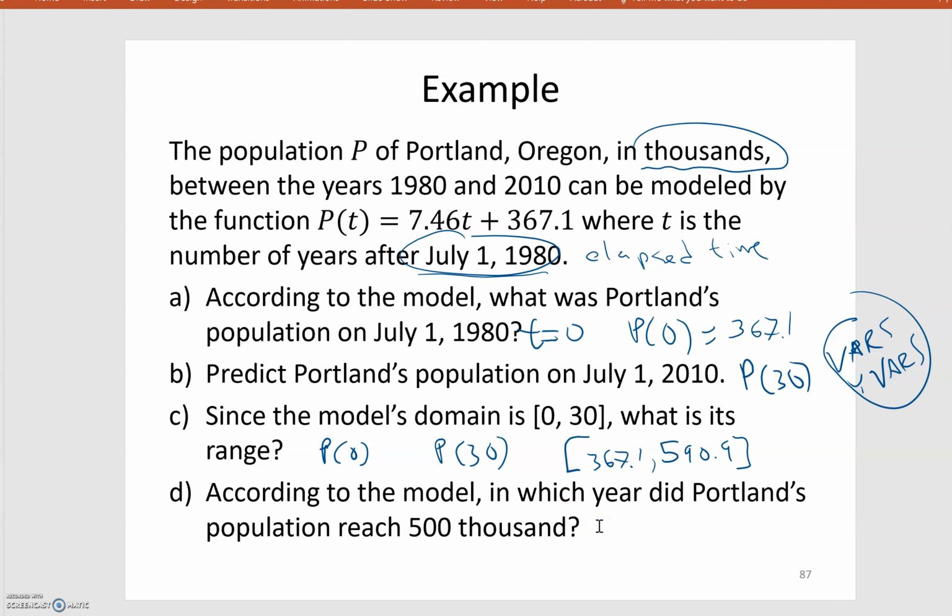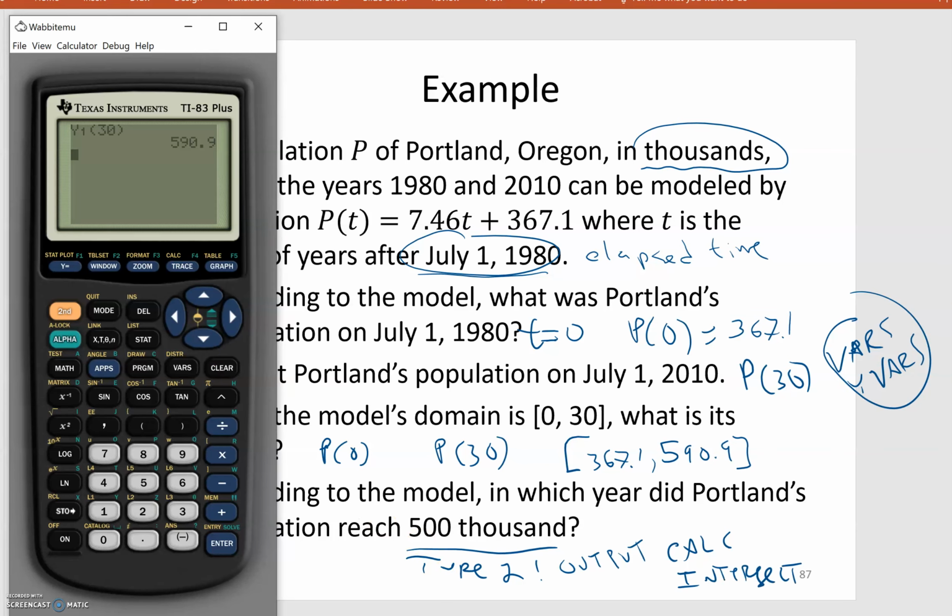Okay, one last part. According to the model, in which year did Portland's population reach 500,000? Okay, this is a type 2 question. That's an output. So, how do we do that? Calc intersect. Okay, so let's do it. We go to y equals, we type in 500 as our second function. That's our horizontal function. Now we've got to figure out the appropriate window.